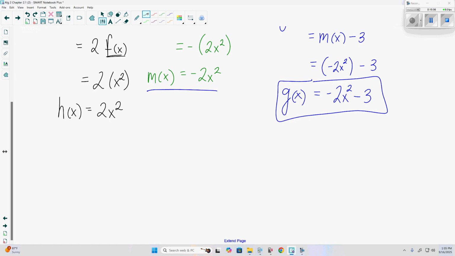So the only thing we have left to do is to identify the vertex.